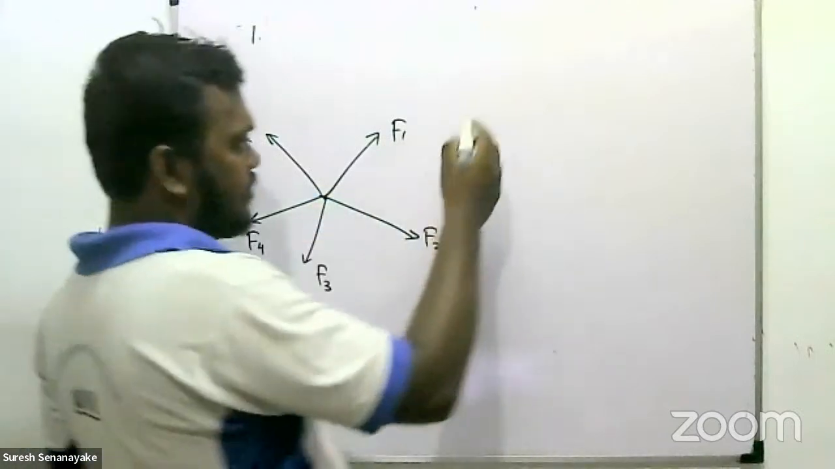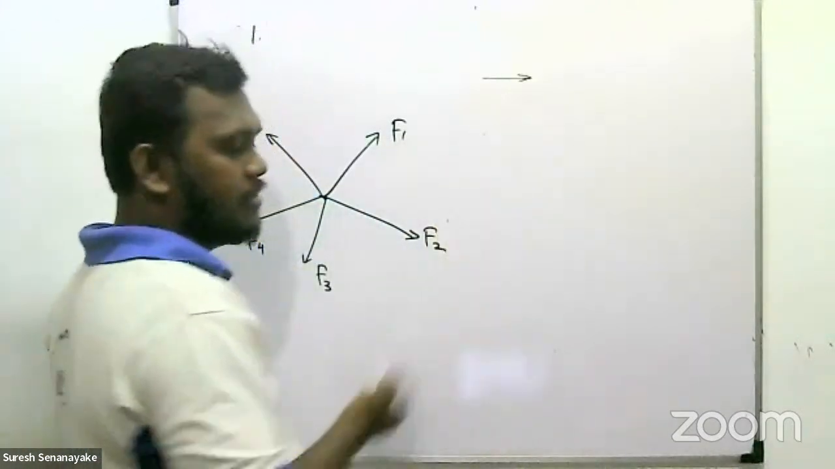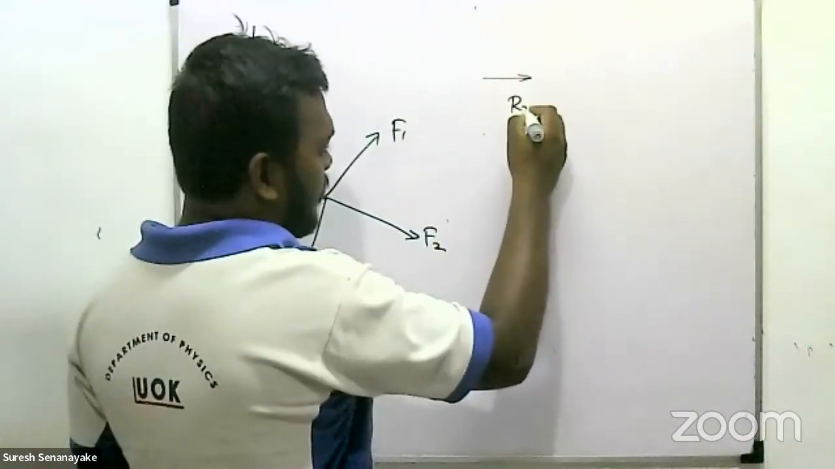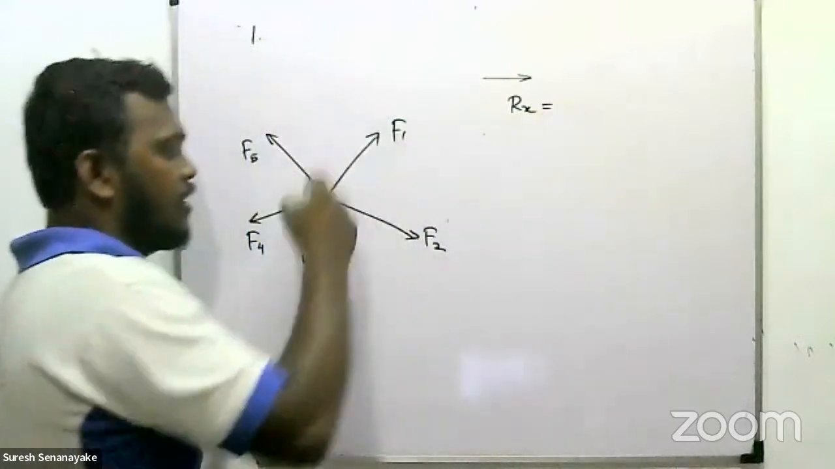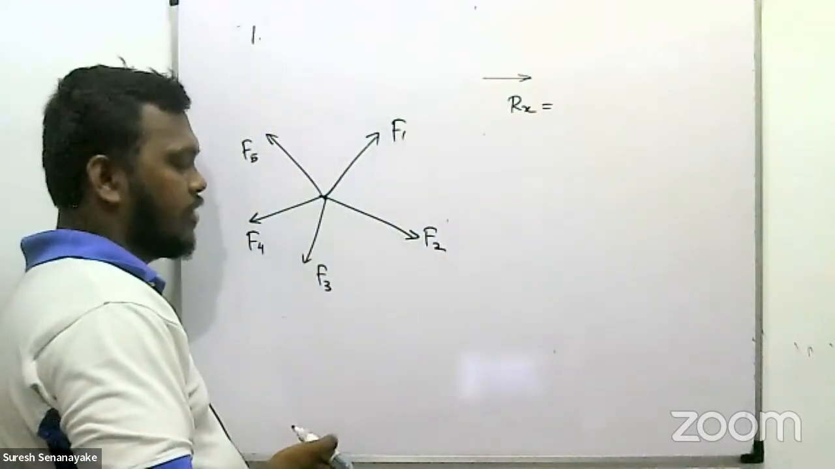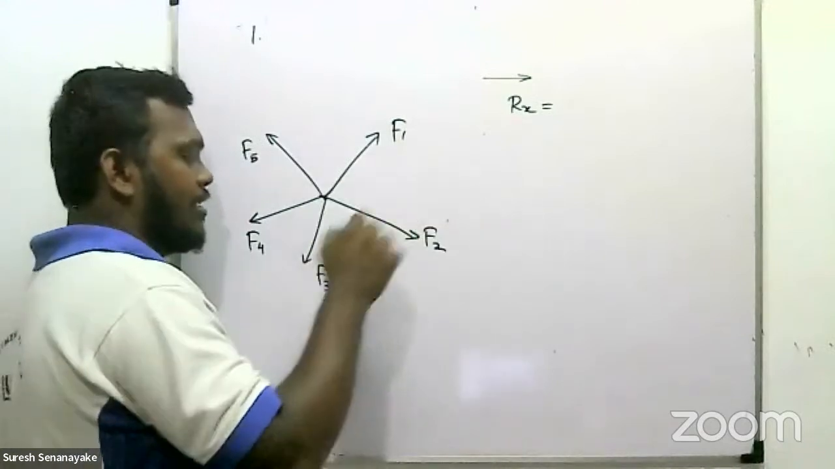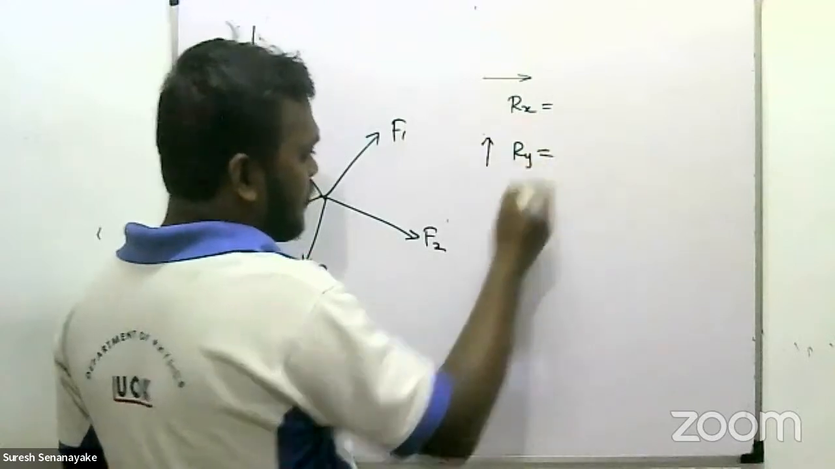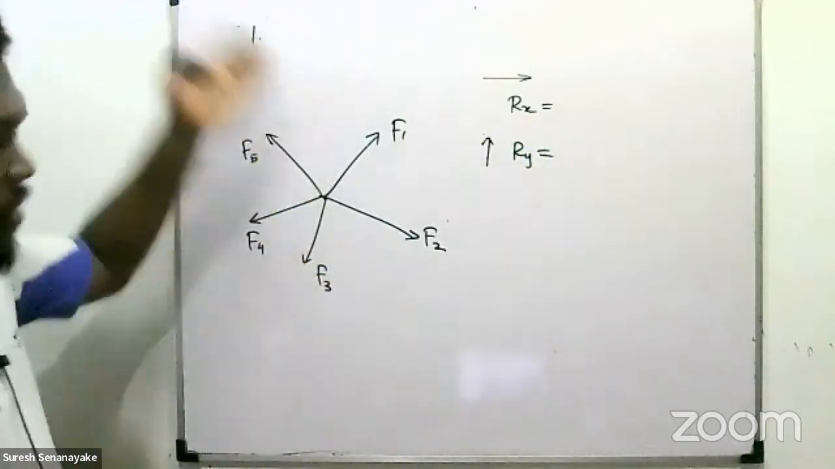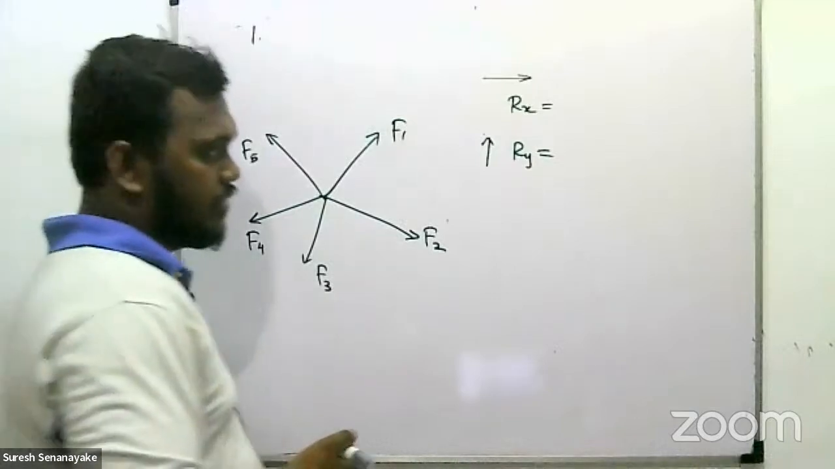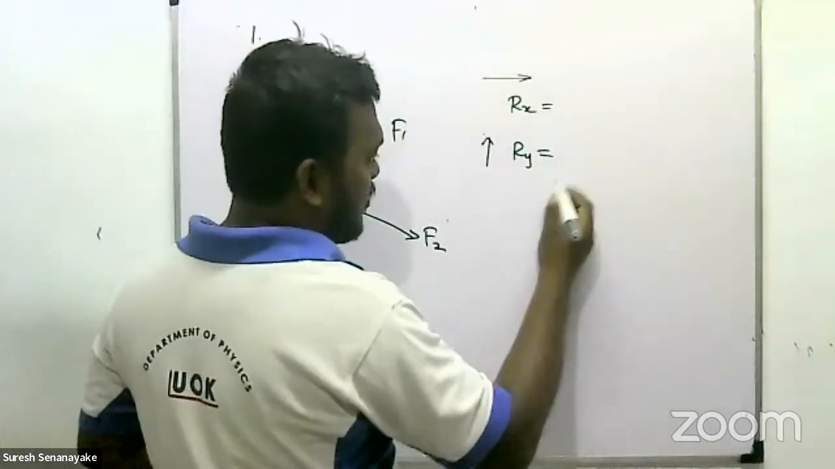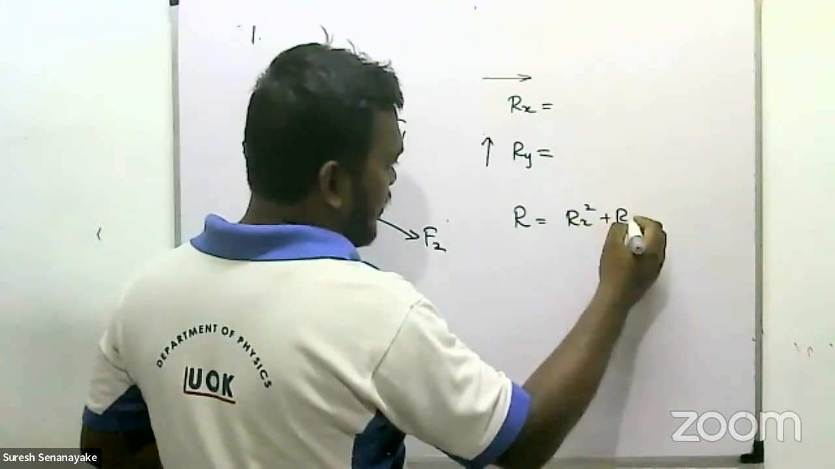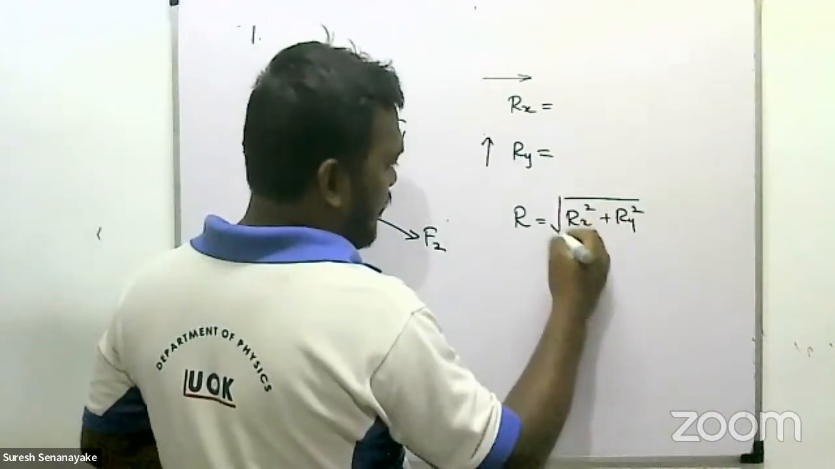Remember how we get the resultant of this. You can take the algebraic sum of all the resolved components. You can resolve this in the x direction and take the algebraic sum of those, and in the y direction, take the resolved components and take the algebraic sum of all of them. Then the resultant is the square root of Rx square plus Ry square.